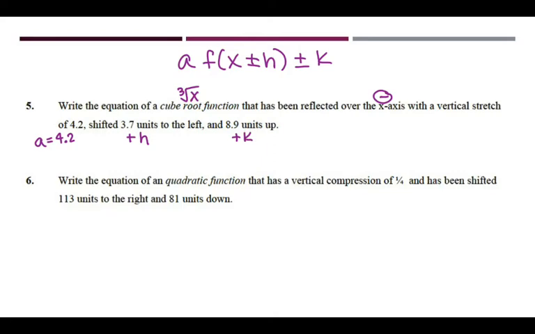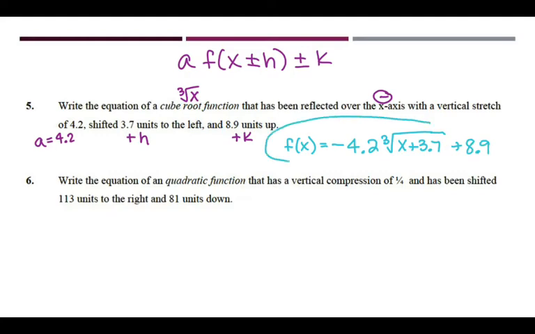So putting all of that together, I have f of x equals negative 4.2. That's going to be your reflection with the stretch. And it's a cube root, so I'm going to do my cube root. X plus 3.7, that's going to be moving to the left, 3.7 units. And then finally plus 8.9 on the outside, and that is going to be my 8.9 units up.